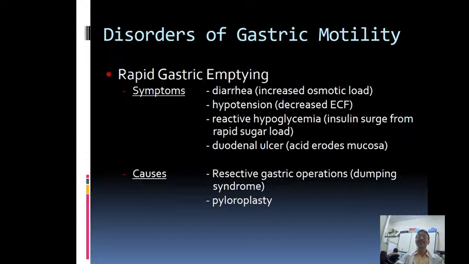Ultimately, it results in diarrhea. Hypotension can be a cause because of the decreased extracellular fluid volume. Insulin surge from a rapid sugar load, that is reactive hypoglycemia. Rapid sugar load in the sense that you know there is a sudden spurt in the insulin secretion within minutes after taking food. So that insulin surge can also cause rapid gastric emptying. Duodenal ulcer, where the acid erodes the mucosa, can also cause increased gastric emptying.